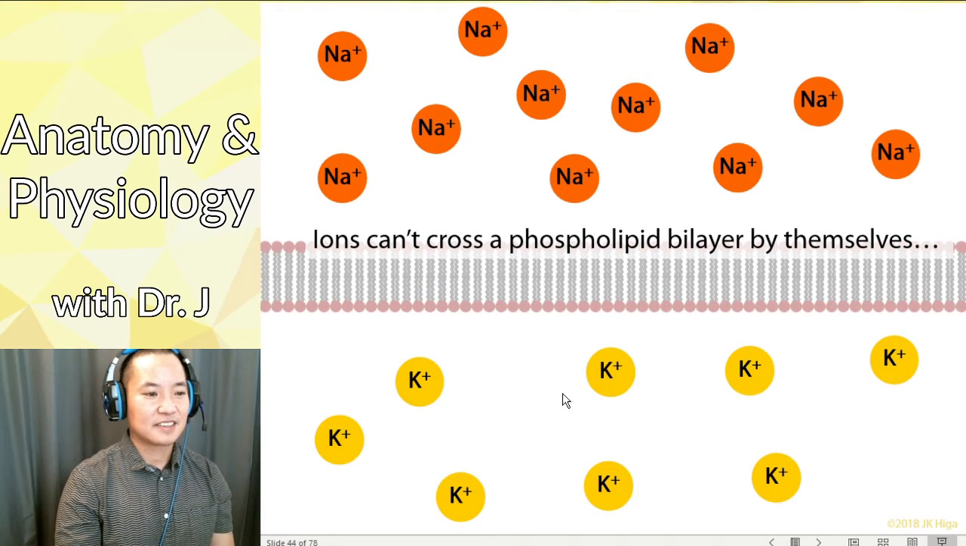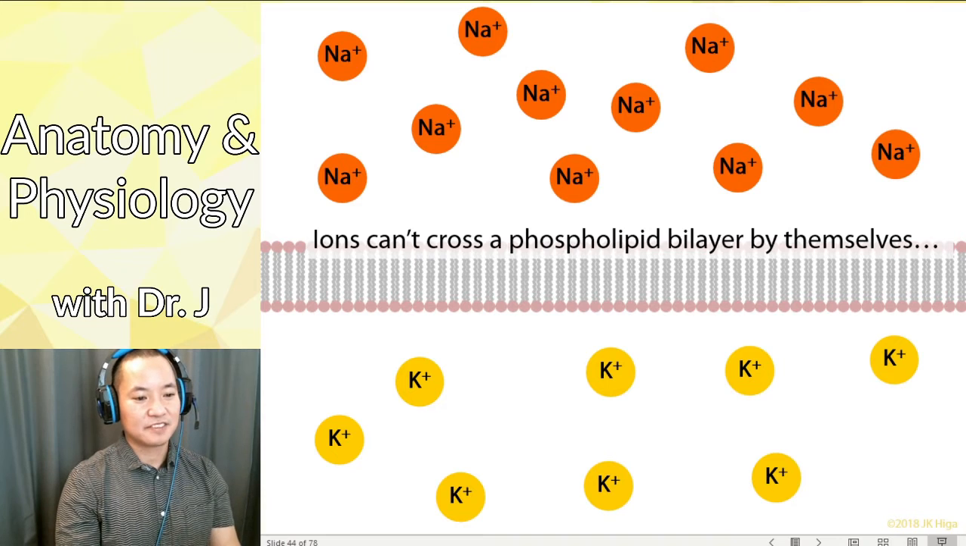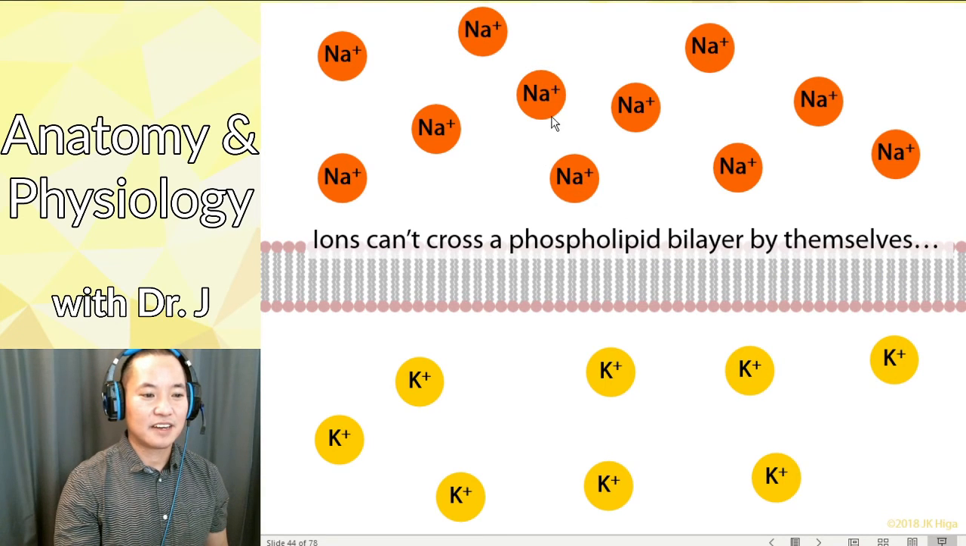Now let's talk about action potentials in the time we have left. Ions can't cross a phospholipid bilayer. This is just a phospholipid bilayer of a plasma membrane. No ion channels, nothing else. Remember that you also have that hydrophobic core and all these hydrophobic tails from these phospholipids. This is why you can't typically have ions moving from one side to another by themselves. They can't move in or move out.